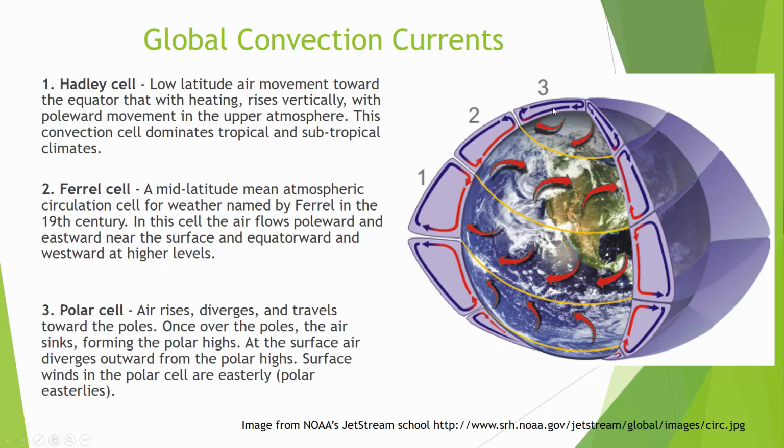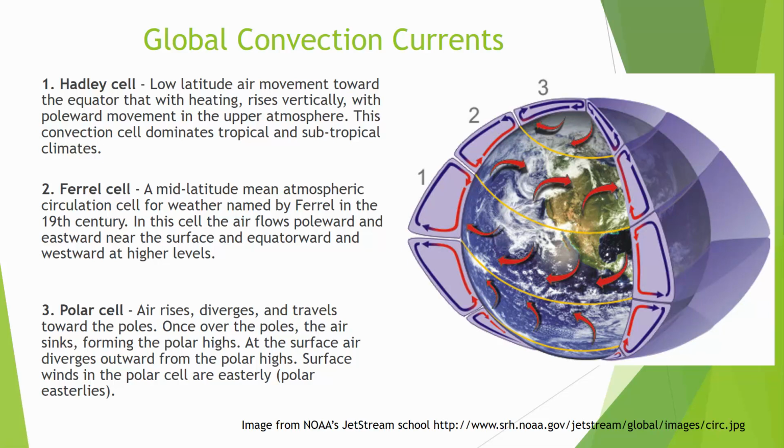And then finally there's the polar cell. In the polar cell we see air rising and diverging, traveling towards the poles, and then it sinks at the poles and comes back down.